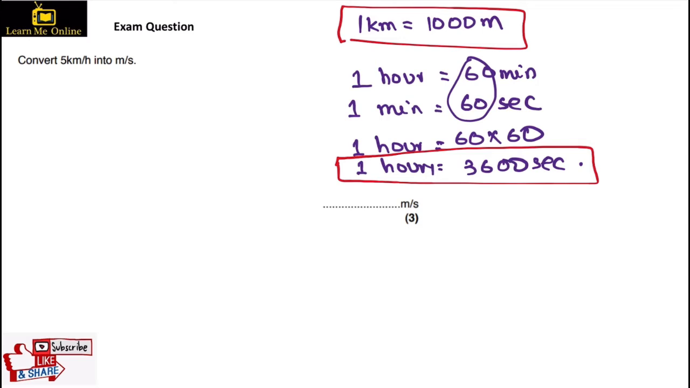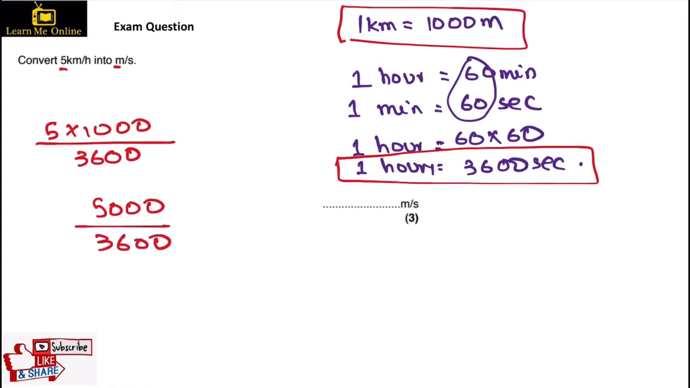Now, because we have 5 kilometers, we do 5 times 1000. The hour is in the denominator, so changing the hour into seconds means you divide by 3600. So the numerator is 5000 and the denominator is 3600. Simplifying, 5000 divided by 3600 gives 1.39 meters per second. You can even give the answer as a fraction, which is 25 over 18. You simplify the zeros and then have 50 over 36.